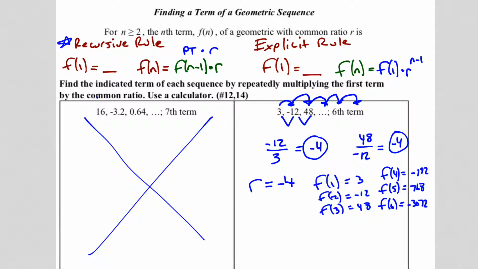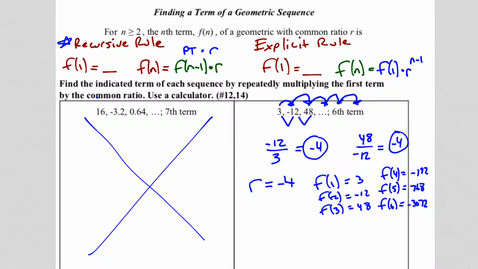What if I asked you though to, on a test, give me the, I don't know, 32nd term? How much time do you think you have on the test? You're going to be able to multiply that out 32 times? Maybe, but what if I give you 10 of those questions, right? So the recursive rule works if you have lots of time, and the explicit rule gets you the same thing but faster. So let's try to work with the explicit rule.